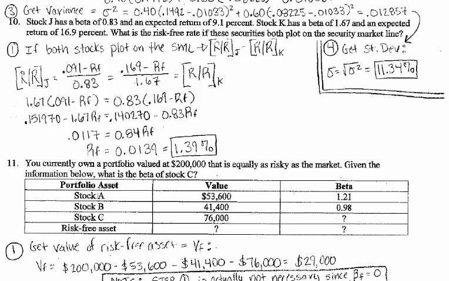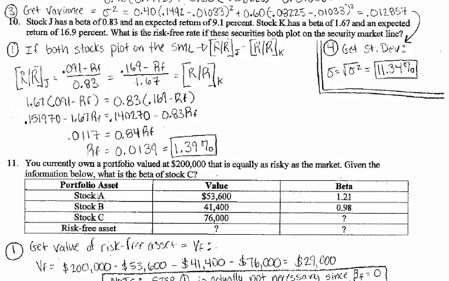If both stocks plot on the security market line, then you're going to be able to set their Treynor ratios equal. Now, when you set those Treynor ratios equal, the one variable you know right off the bat that you don't have is the risk-free rate, and it's actually on both sides of the equation. So you're going to have to somehow get the risk-free rate on one side of the equation. What I did is my first step was I cross multiplied, meaning I multiplied both sides by 0.83 and both sides by 1.67. And then you get some cancellation, and you're going to get 1.67 times 0.091 minus RF equals 0.83 times 0.169 minus RF.